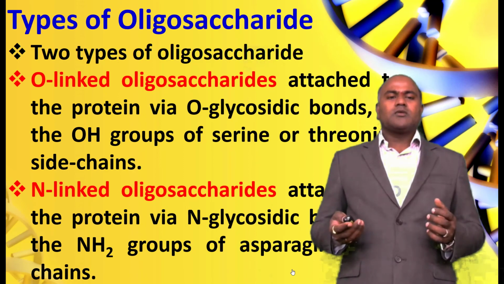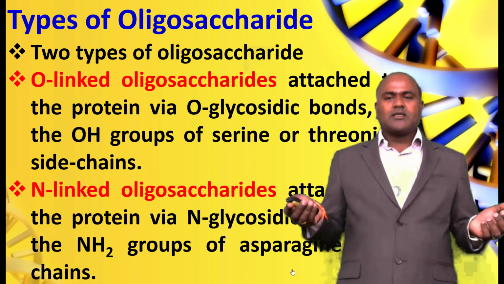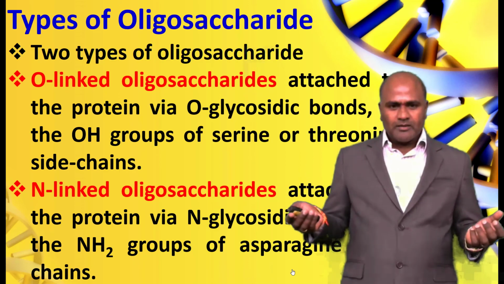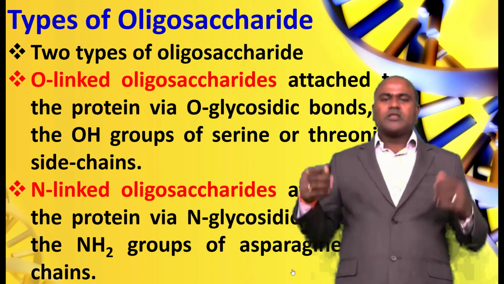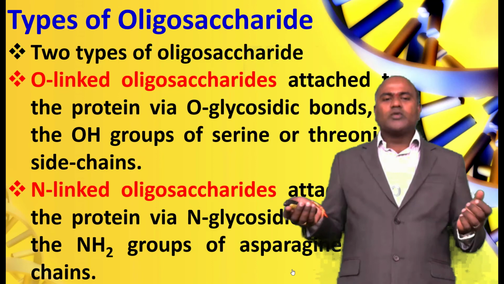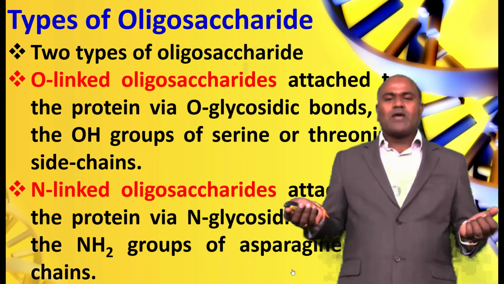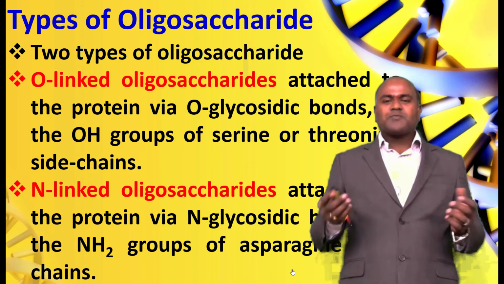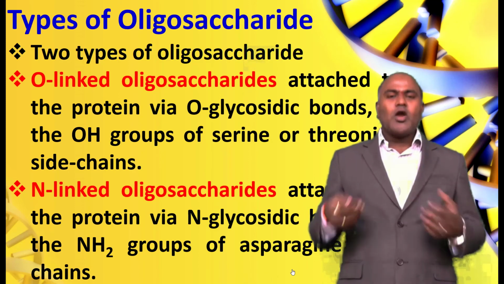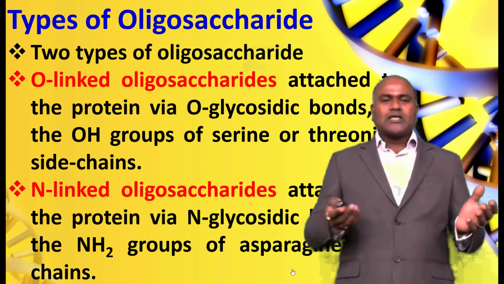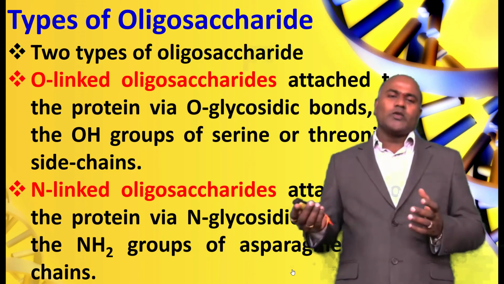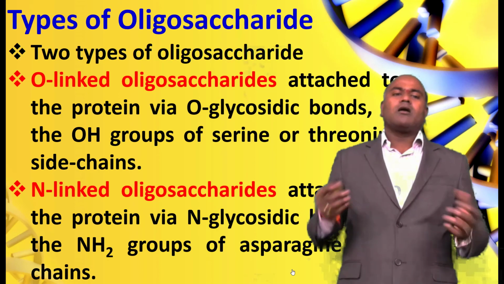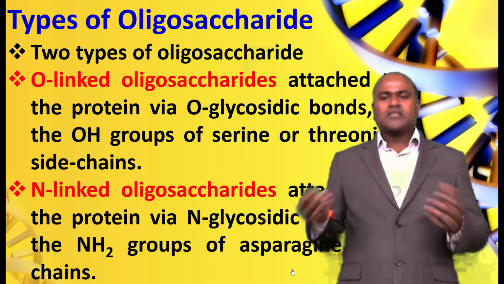Coming to nitrogen linked oligosaccharides, these are attached to the protein via nitrogen glycosidic bonds to the amino groups of asparagine side chains. Asparagine is an amino acid. So these oligosaccharides are linked to the amine group, which is why they are nitrogen linked oligosaccharides.